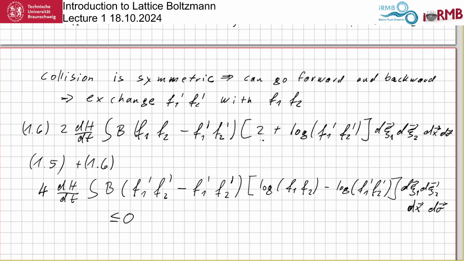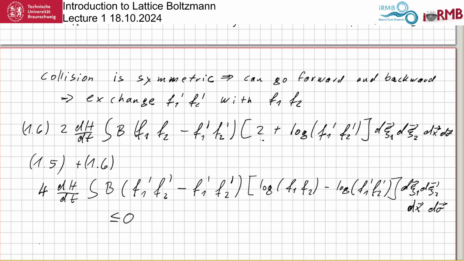Now is the question whether you see this, that this thing can only be smaller or equal to 0. The reason for this is, of course, it's an integral, but if the integrand is always smaller or equal to 0, then the integral will also be smaller or equal to 0. And the integrand is smaller or equal to 0 for any f.